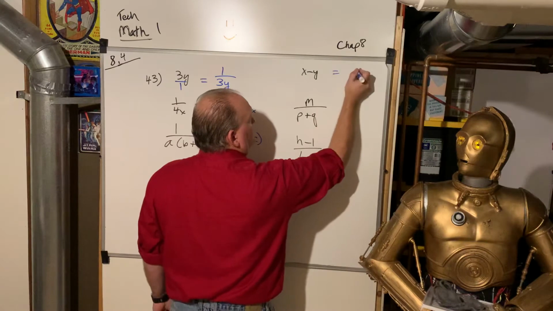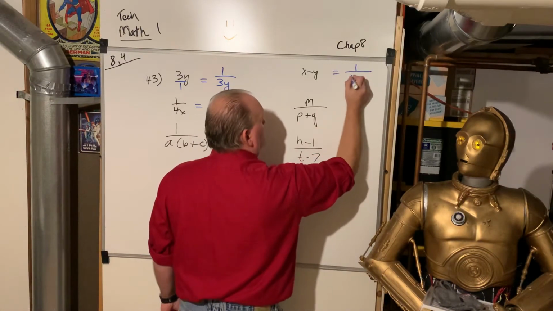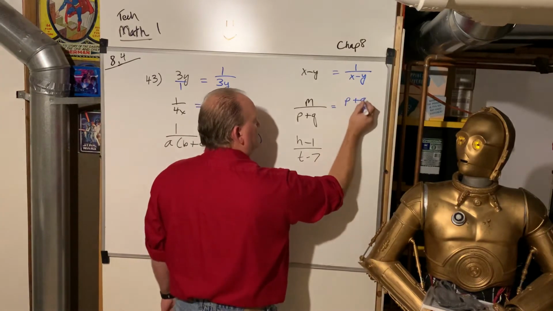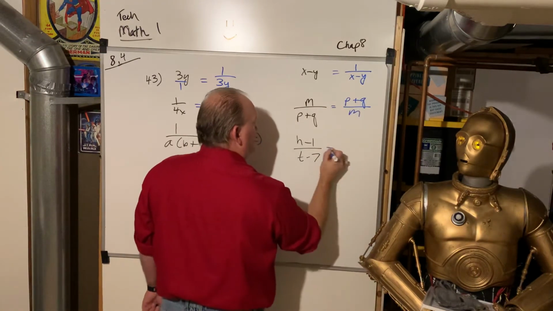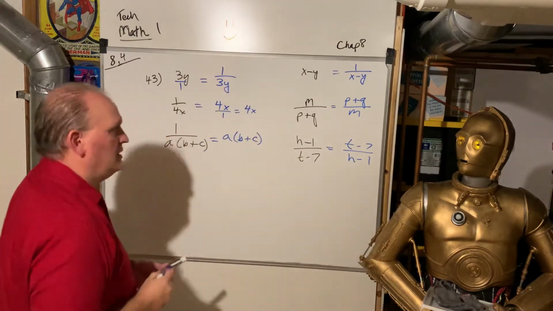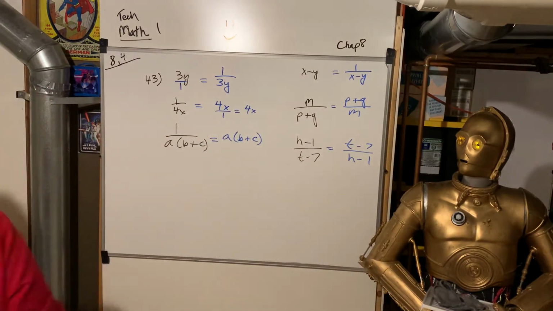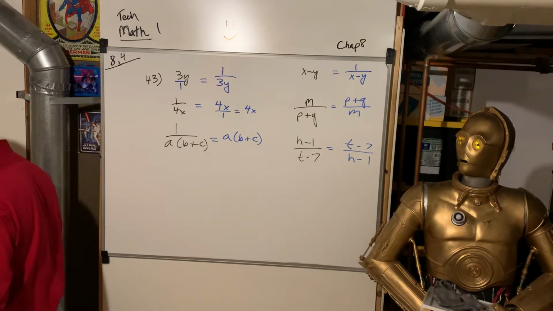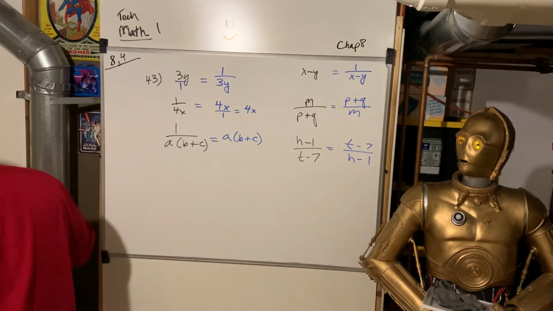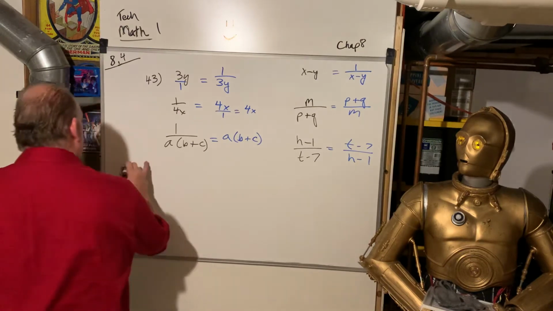This one is going to be 1 over x minus y. This one is going to be p plus q over m. So it's going to be t minus 7 over h minus 1. So again, probably very much review for everybody, right? You've worked with reciprocals before, I'm sure. So let's make it a little more interesting, like on 47.